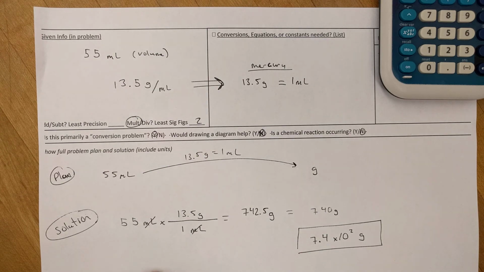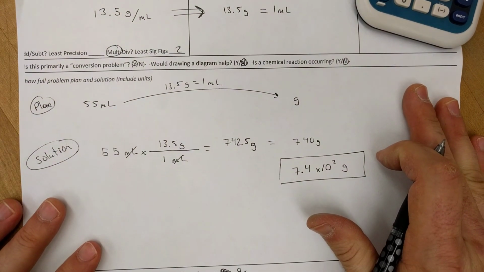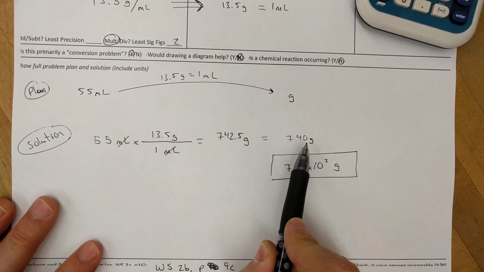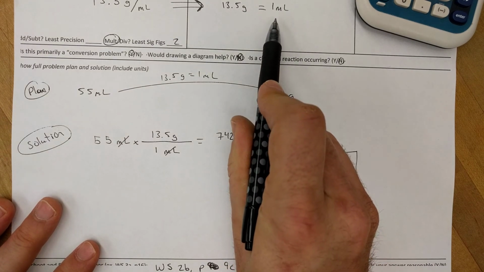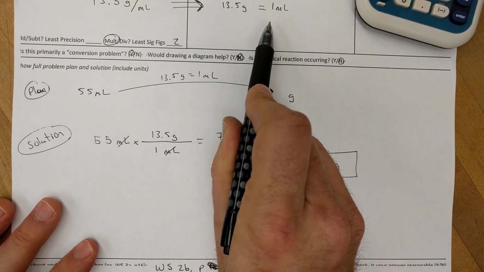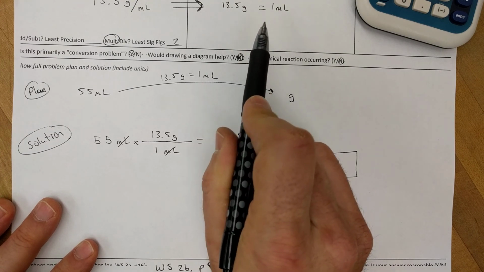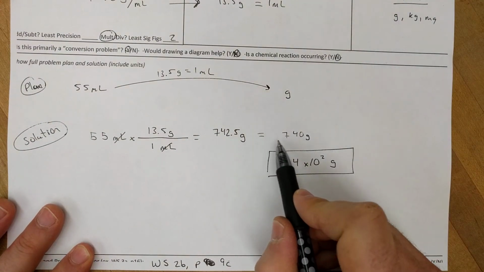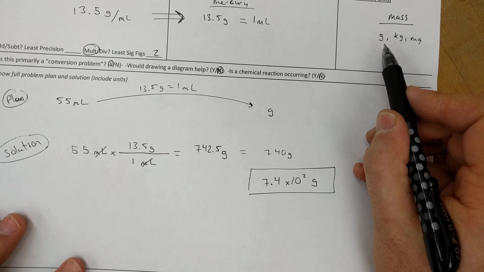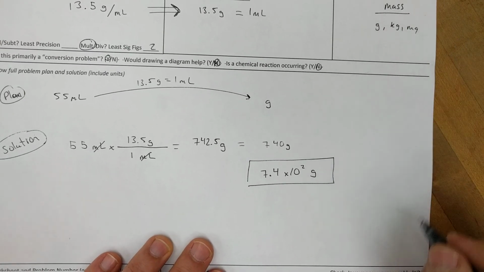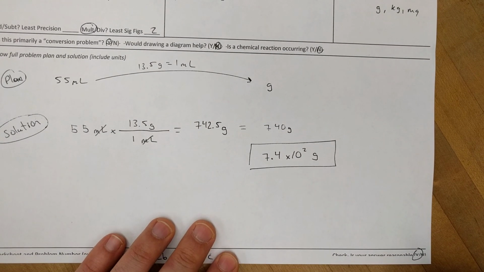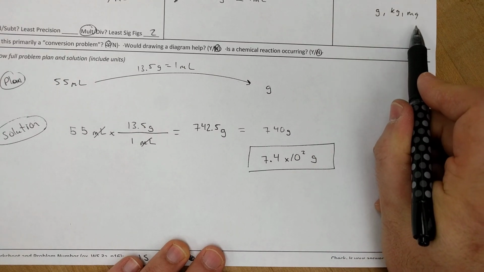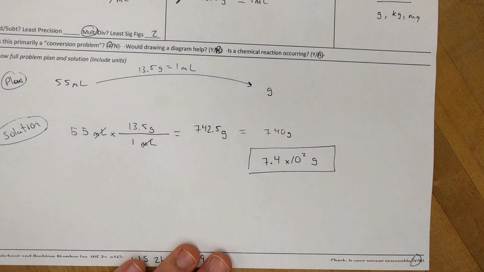And that's it. Does it seem reasonable that 55 milliliters of mercury would weigh 740 grams? That seems like a lot, but remember 1 milliliter weighs 13.5 grams, so it's more than 10 times as many grams as the number of milliliters. So yeah, that seems about right. And grams was a unit of mass. That was what I was looking for, so that works out. So yes, it's reasonable. Now technically, if you had converted to kilograms or milligrams, you would have answered the problem correctly. So that would have worked out fine too.